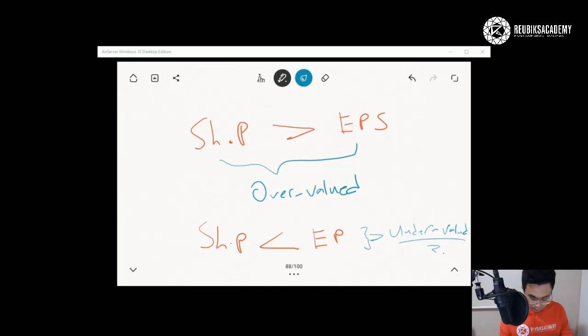Now, I could go a bit deeper, but I'll leave that for the next video. This is basically share price against EPS. Very simple, but very important to understand what is going on here.